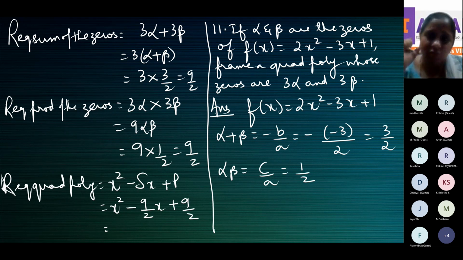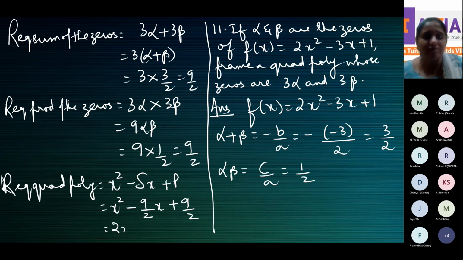Because we know that when we have a quadratic polynomial with zeros 3 alpha and 3 beta, you can multiply that quadratic polynomial by any other real number, not 0, any other real number. That quadratic polynomial also will have the same zeros, 3 alpha and 3 beta. So this is the quadratic polynomial. We know that we can multiply it by any number. So we'll multiply by 2. When you multiply by 2, what will you get?